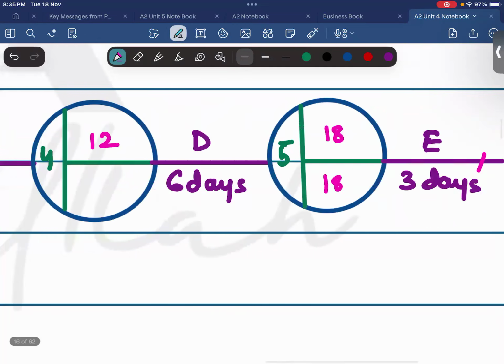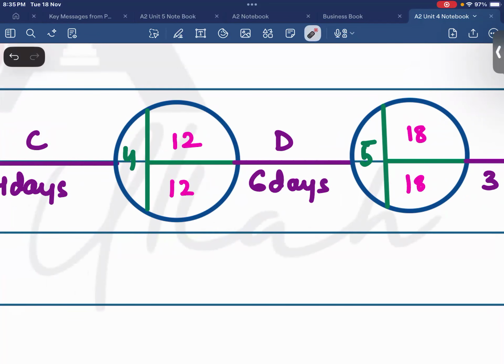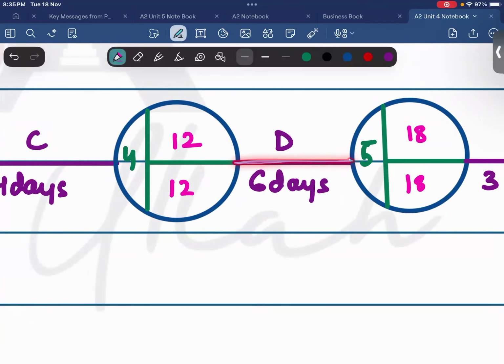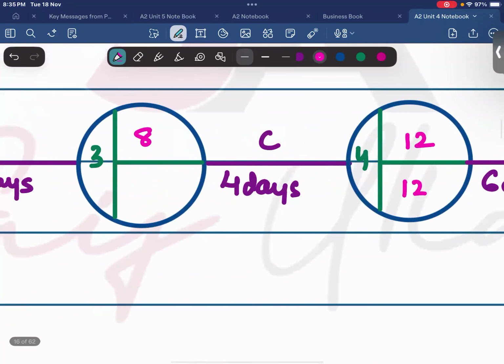Now let's go back. 18 minus 6, 12. Is the answer same? Yes. And from which route did you get this answer? From route D. So we are going to mark this activity like this. Now, from 12, node number 4 to node number 3, we have to move. So 12 minus 4 is 8. Is the answer same? Of course it is. So we are going to mark the activity.